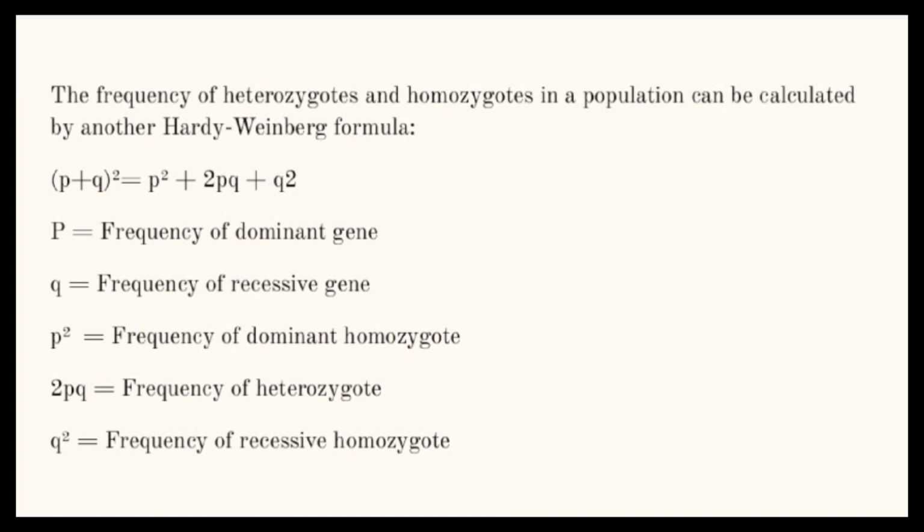The frequency of heterozygotes and homozygotes in a population can be calculated by another Hardy-Weinberg formula, (p plus q) the whole square equal to p square plus 2pq plus q square. p equal to frequency of dominant gene, q equal to frequency of recessive gene, p square equal to frequency of dominant homozygote, 2pq equal to frequency of heterozygote, q square equal to frequency of recessive homozygote.